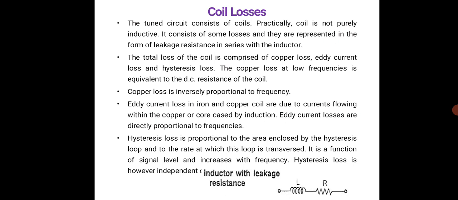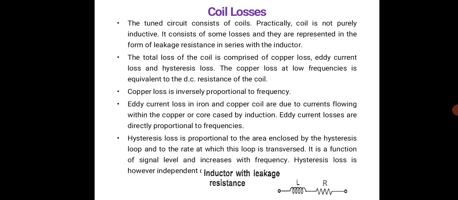We have certain parameters associated with the tuned amplifiers. The first is coil losses. The tuned circuit consists of a coil. Practically, coils are not purely inductive. This will lead to some losses, and they are represented in the form of a leakage resistance in series with the inductor. The coil can be indicated with the L, and you can see in the figure there is an indication of a resistance in series with the inductor.